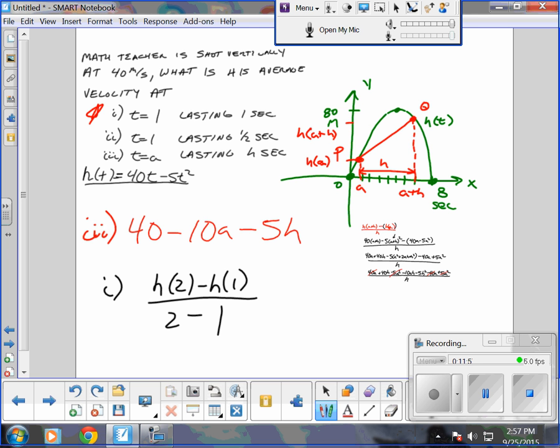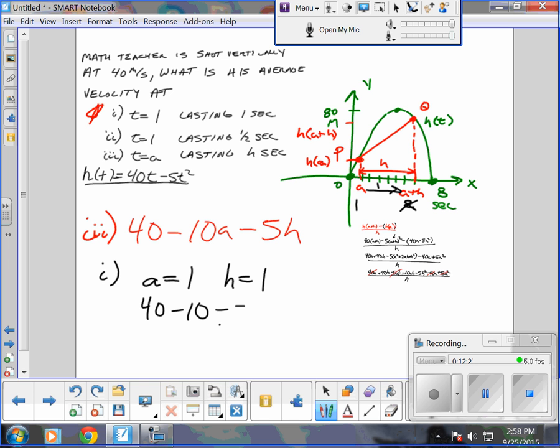Calculus teachers love doing this at college. You must understand the variable. I don't want you doing it this way. It works, and I guarantee you'll get the same answer. What we're going to do is say, now that we've generated the equation, for Roman numeral 1, I know that started at time equals 1, a. It's lasting 1 second, which puts me at 2, but I don't care about the 2. I just need to know the h. 40 minus 10 minus 5. How about 25 meters per second for Roman numeral 1?